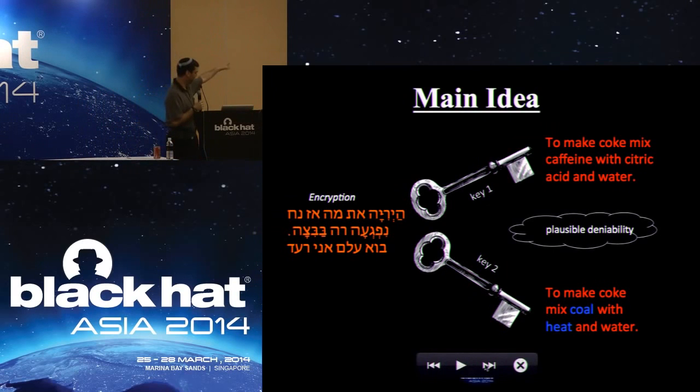And the other key, if I present it, produces the other text: to make Coke, mix coal with heat and water, which is another type of Coke. Okay, and so I'd like to have plausible deniability about which particular text I'm sending.